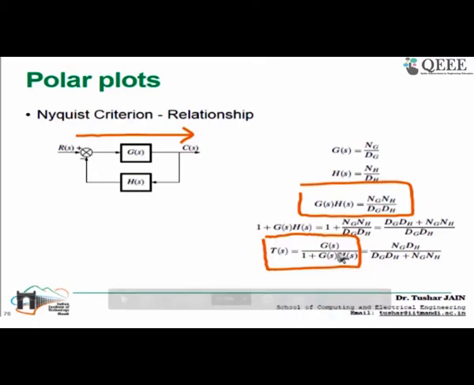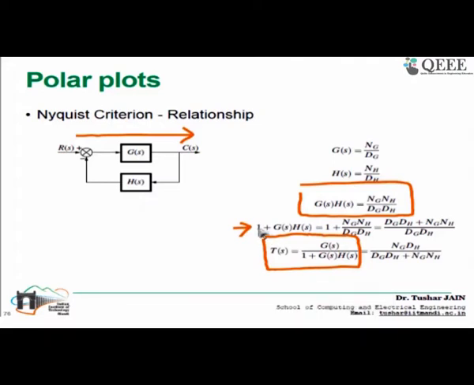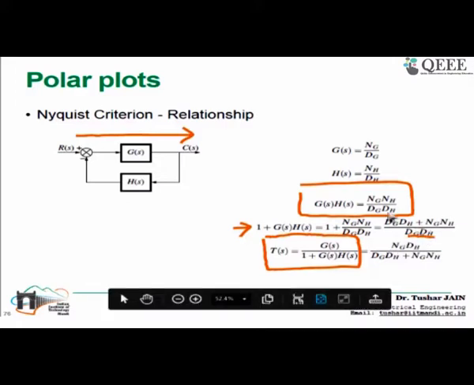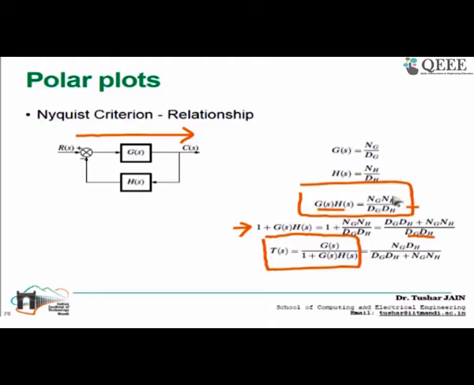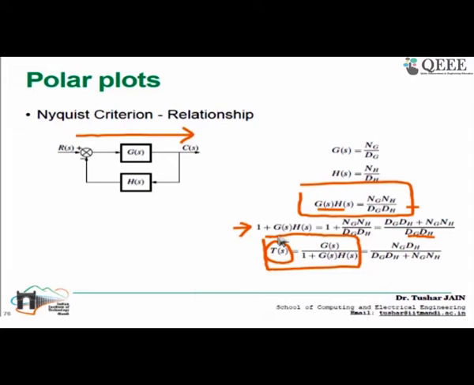Now see here, if you pay attention to the poles of 1 plus GS of HS, which are nothing but the roots of DG and DH, they are similar to the poles of GS and HS, which are DG and DH. And the zeros of 1 plus GS HS are basically the poles of this TS, which is our closed loop system.